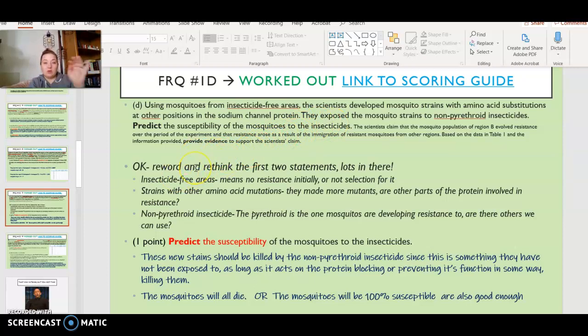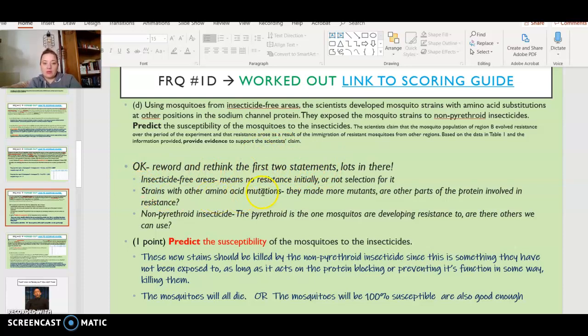So first of all, reword those 2 statements. When you get a question that has a lot of new info coming at you, you should treat it again like a new prompt: what am I getting out of this? So insecticide-free areas mean usually there's initially no resistance, right? If an insecticide is brought in where it's not usually been before, it's probably going to kill mosquitoes because there's no reason to have selection in favor of surviving.